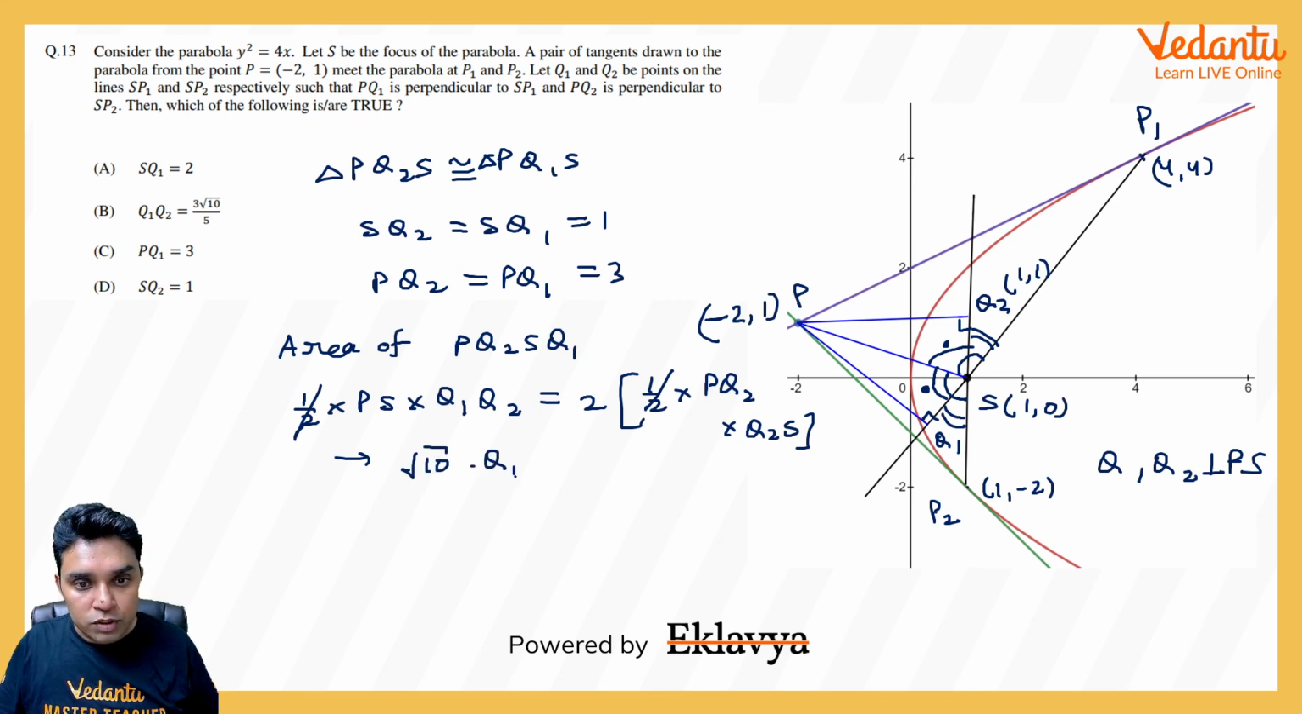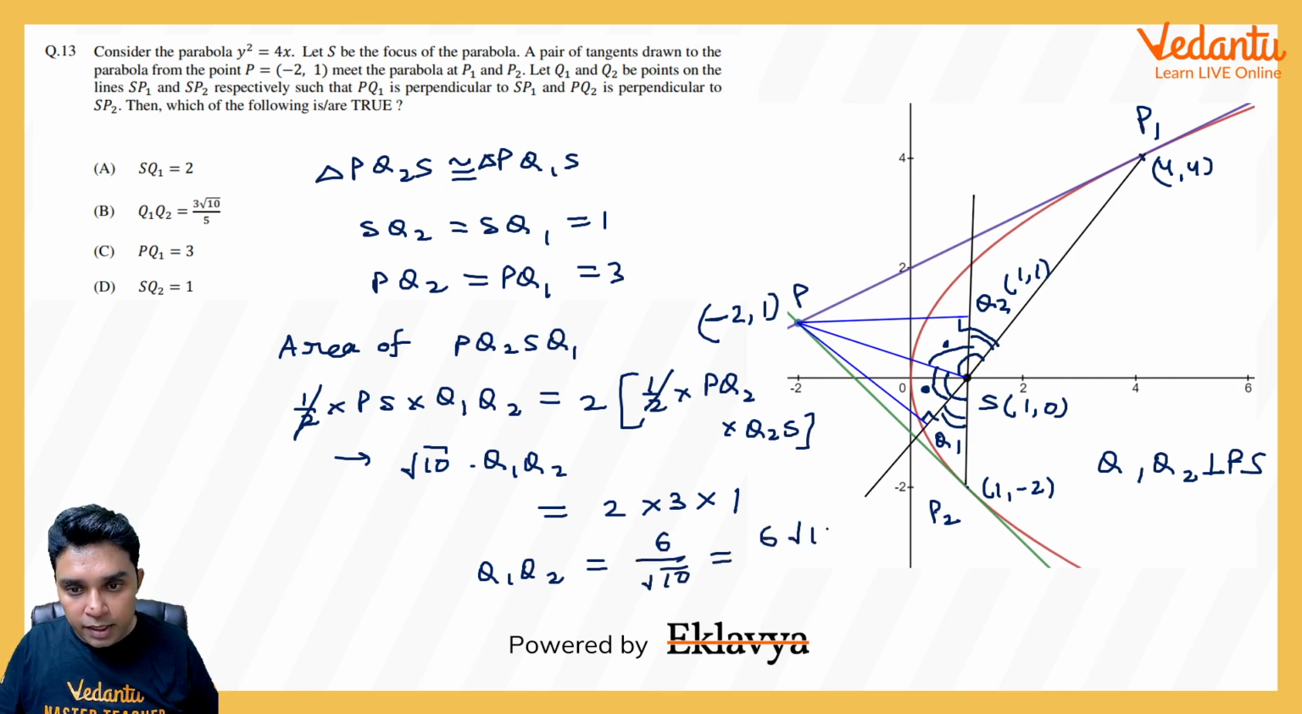And Q1 Q2 is what we are looking for. And this will be equal to 2 into PQ2 we have found at 3. Q2S we have found at 1. So Q1 Q2 will be equal to 6 upon root 10. So if I multiply by root 10 in the numerator, we will get 10 here, and that is same as 3 root 10 by 5. So you can check here also we are getting B, C and D.